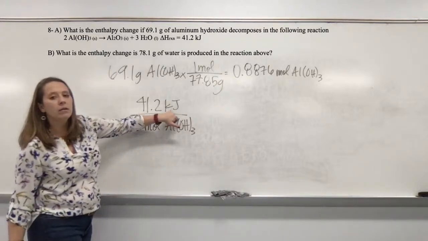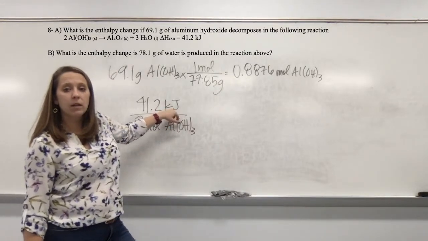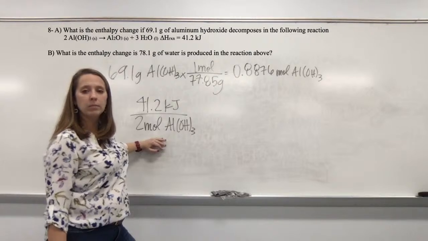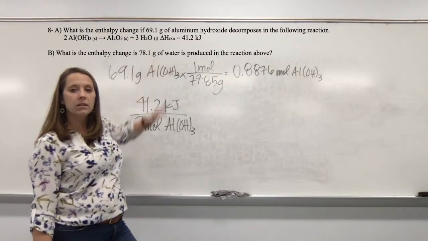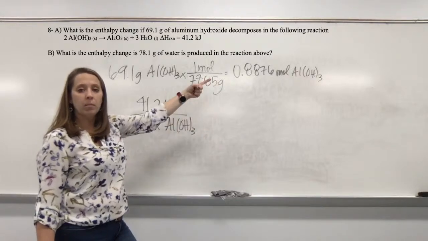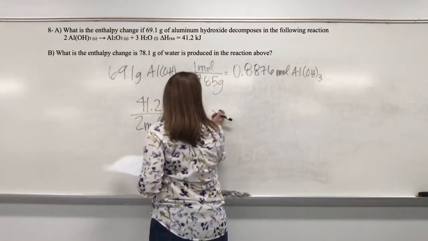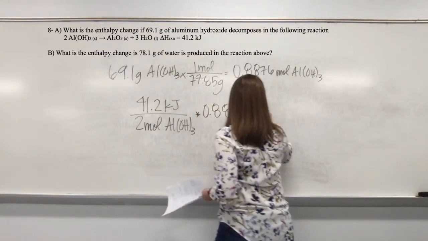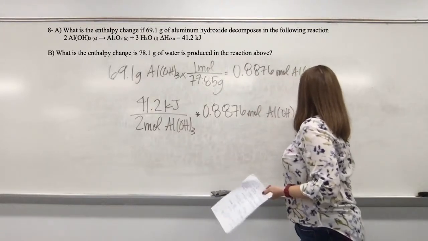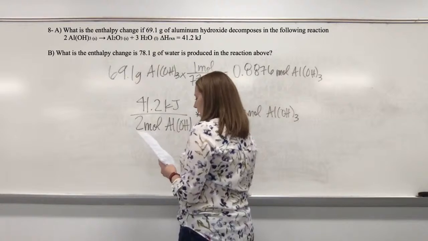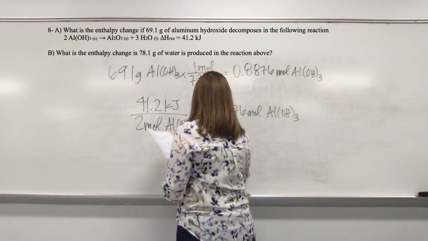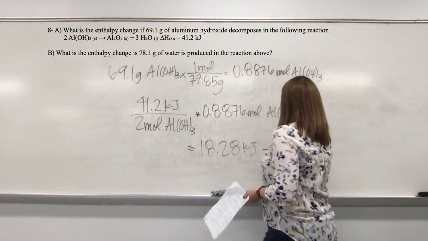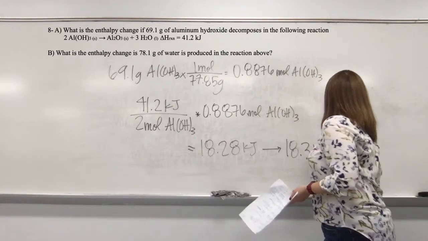So the change in enthalpy is 41.2 kilojoules for every 2 moles of aluminum hydroxide. This information comes directly out of the problem. So anything in the problem, you can basically divide by that and then multiply by the number of moles that you have. Multiply by 0.8876 moles of aluminum hydroxide. So then the change in enthalpy in this case would be, in kilojoules, and we only have 3 sig figs, which gives you 18.3 kilojoules.